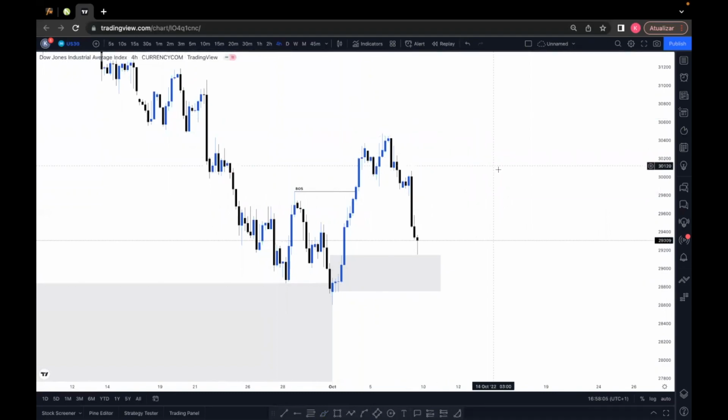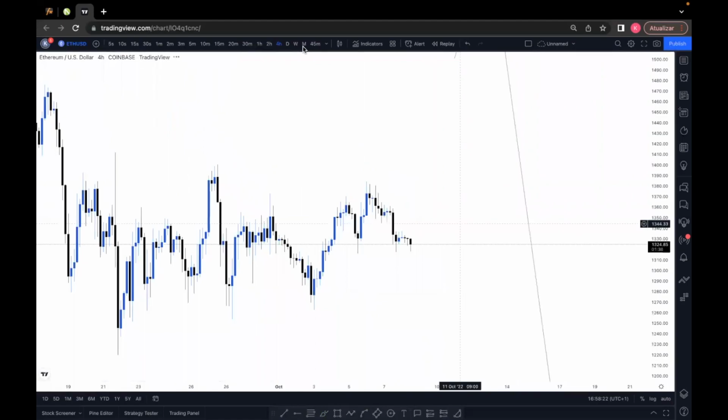It was a nice confirmation, right? From a high time frame perspective, this was a nice confirmation, right? Nice 4-hour change of character. So I recommend a 15-minute change of character, and then we can look for buys on the lower time frames, right? So that's it for US30. Let's move to the last pair, and it's Ethereum, right?